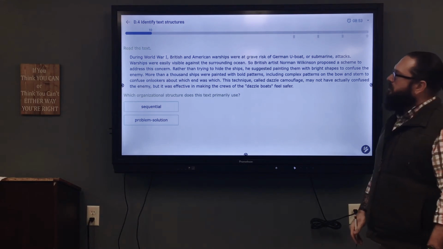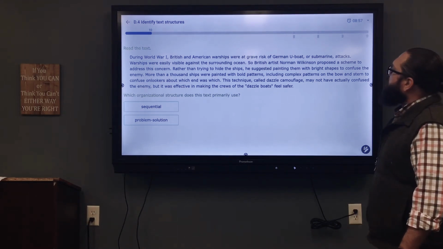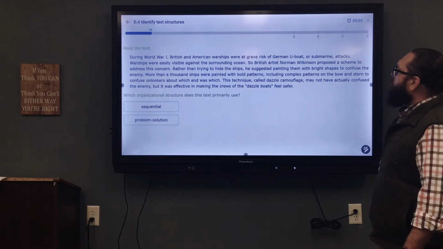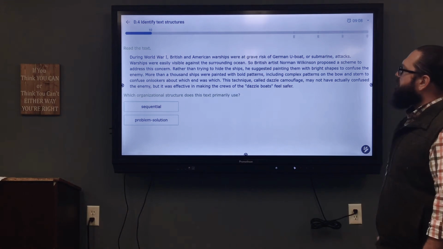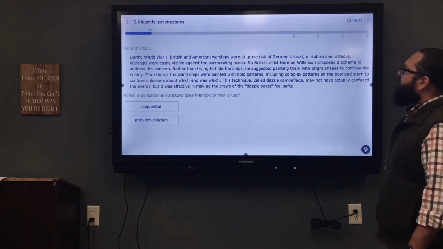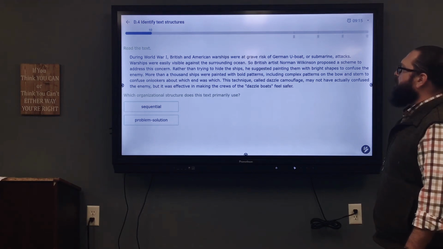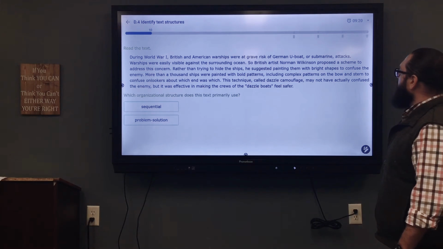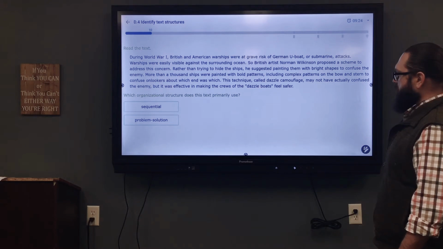Let's take a look at our next example. During World War I, British and American warships were at grave risk of German U-boat or submarine attacks. Warships were easily visible against the surrounding ocean, so British artist Norman Wilkinson proposed a scheme to address this concern. Rather than trying to hide the ships, he suggested painting them with bright shapes to confuse the enemy. More than 1,000 ships were painted with bold patterns, including complex patterns on the bow and stern, to confuse onlookers about which end was which.